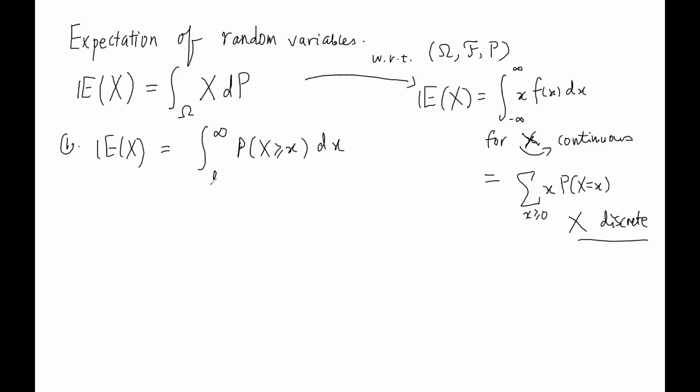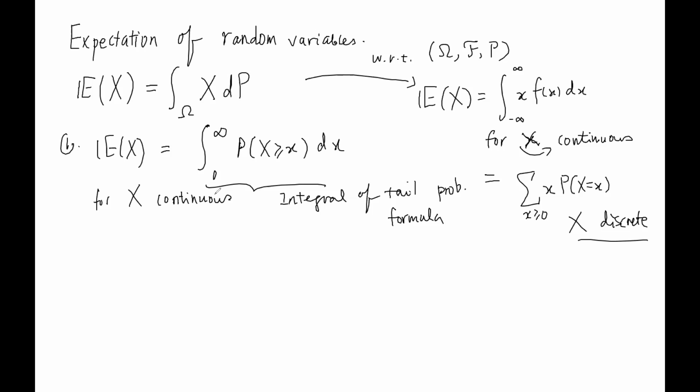Okay, this is the integral of tail probability formula. All right. This is for X continuous. Well, actually, maybe not. I would just say it's for non-negative X.